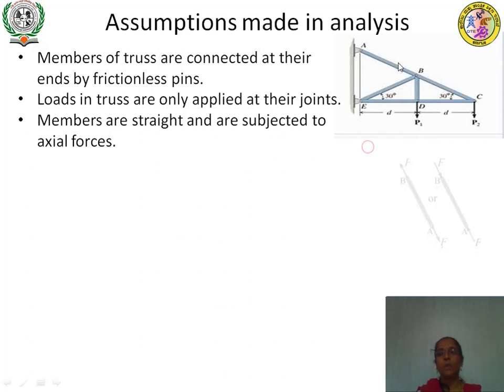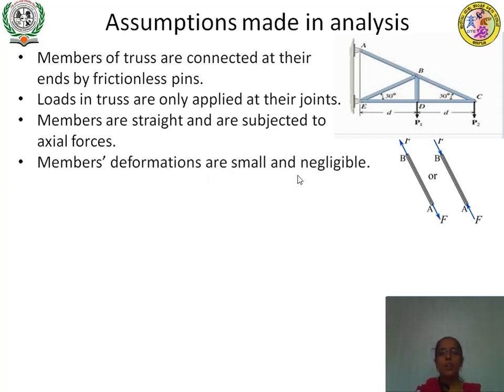These members are straight, so they will not buckle during the loading process, and they will be subjected to only axial forces. That means they will not be subjected to any moment or shear forces. This is the axial force, either a compressive force or a tensile force. So they will be subjected to only axial forces and they remain straight during the loading process. That is one more assumption.